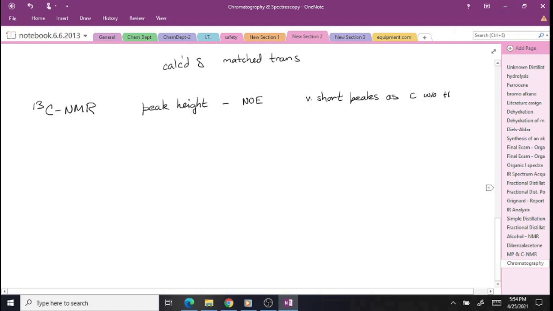The other factor that affects peak height is the same thing that affects peak height in proton NMR, which is the number of equivalent carbons. So the taller peaks were all carbons that have hydrogens. And so where we saw a difference in peak height, that difference was due simply to the number of equivalent carbons.